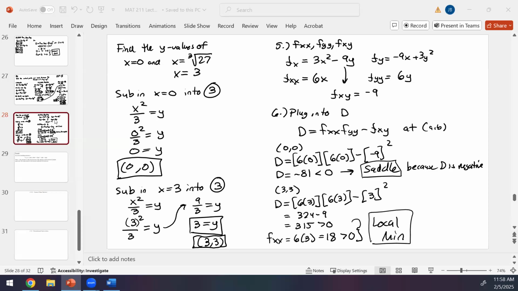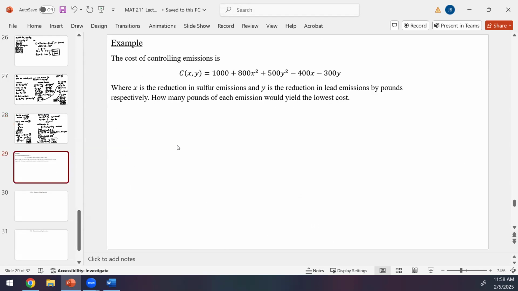So now we're going to look at a word problem. The cost of controlling emissions is given, C of xy equals 1,000 plus 800x squared plus 500y squared minus 400x minus 300y, where x is the reduction in sulfur emissions and y is the reduction in lead emissions by pounds, respectively. How many pounds of each emissions would yield the lowest cost, right?